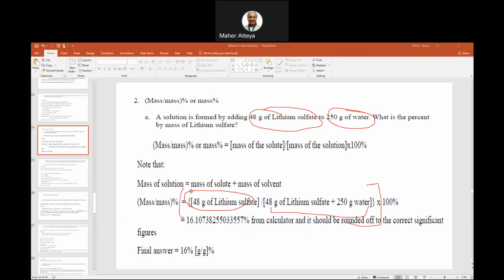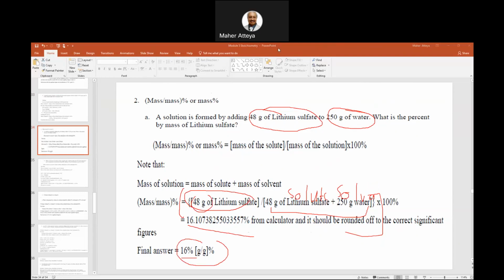So you have to watch. Mass of the solution means you have to add the mass of the solute and the mass of the solvent. And it came out to be a large number, but this has to be rounded to 2 significant figures, correct? This will control the outcome here. The answer is gram over gram percentage, and with 2 significant figures, it is 16.